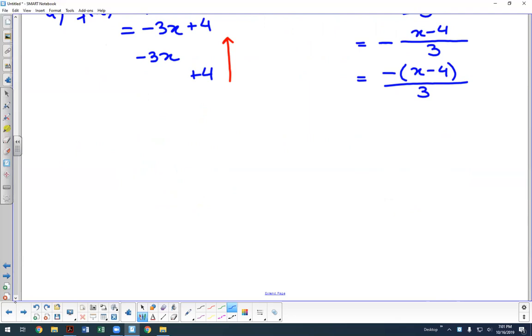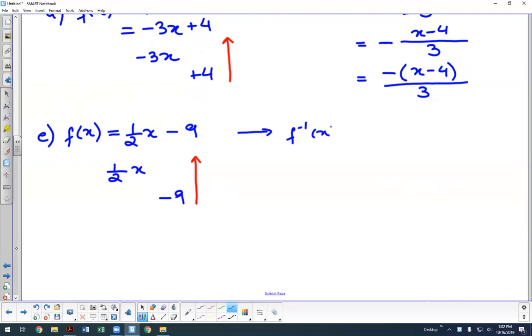Okay, what do you think is going to happen on E? Yeah, E. You're multiplying by half first, and then subtracting 9. So for our inverse, we're going to add 9. Again, start with your x, and yes, we're going to add the 9 first.